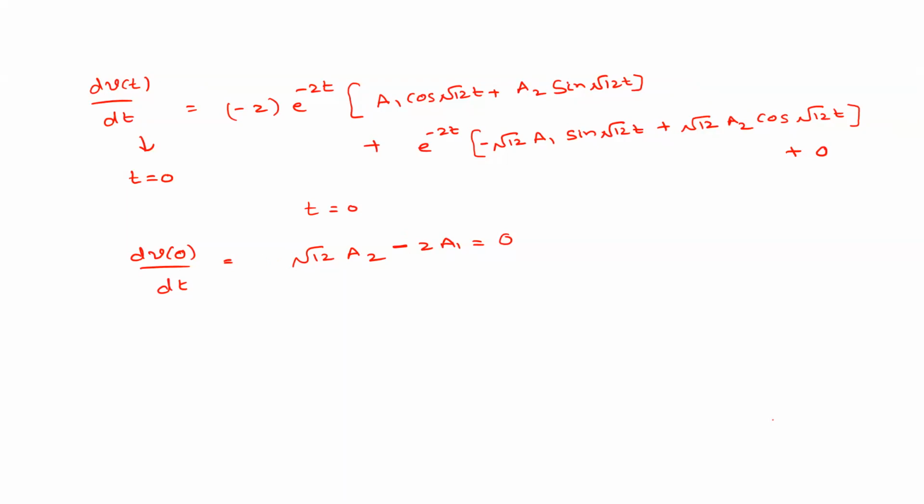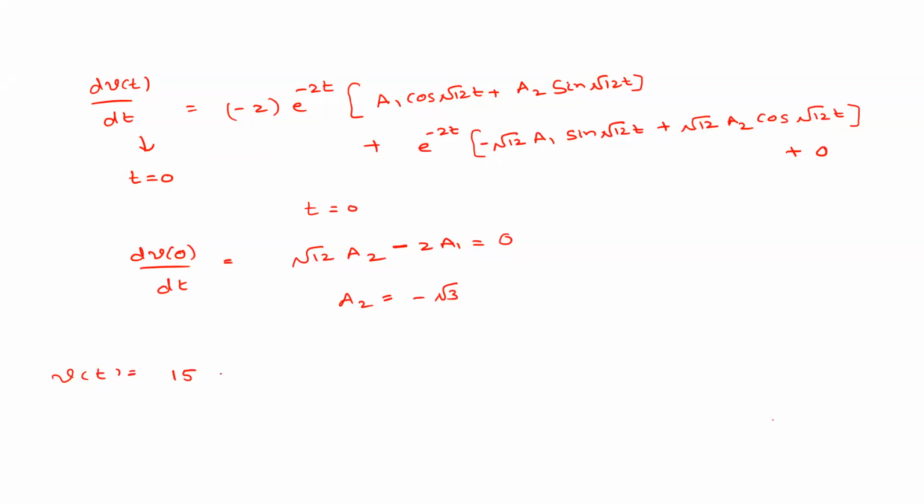So now what is the value of A2? A1 is already known to you, right? A1 is minus 3. So A2 is minus root 3. So that means the overall solution V of t is equal to what?